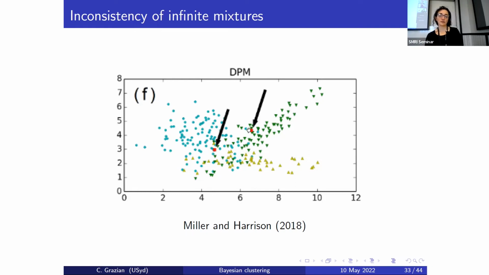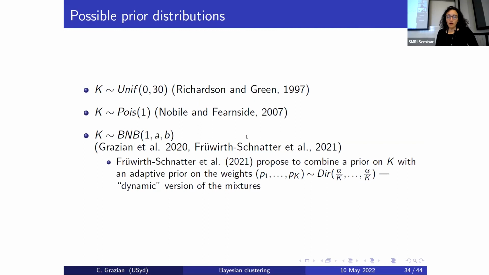So there are many singletons when you allocate the observations to clusters. And if you have many small clusters, or many singletons in particular, it may be difficult to interpret the results, because it's unclear if those observations are actually so different from all the others, or it's just something that comes from the inferential procedure. So there are some distributions proposed. There are not many, but there are some distributions proposed in the literature.